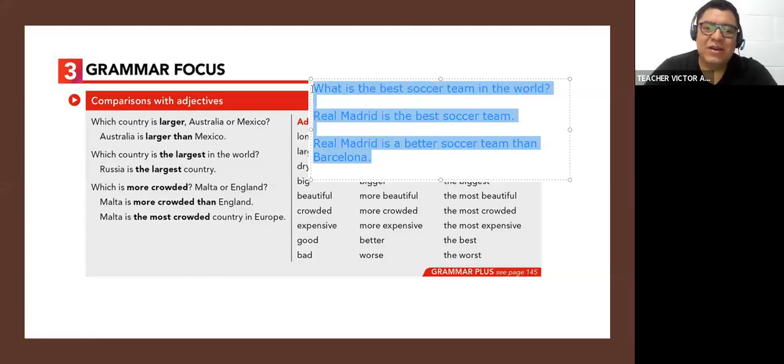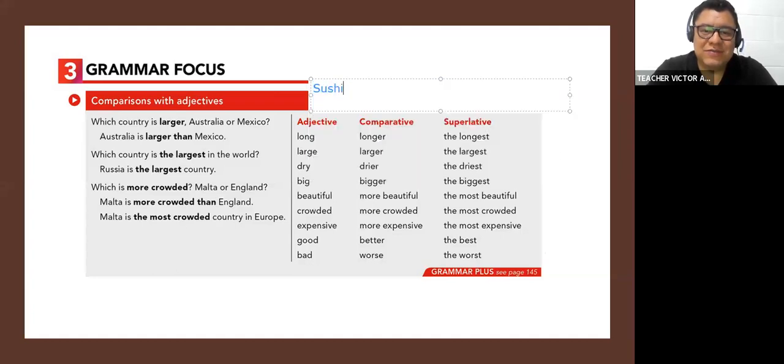Okay, great. Now imagine if I say, and again I will get into trouble, but okay, here we go. Sushi is the worst food ever. I'm going to put it like this. Sushi is the worst food. Do you know what is the meaning of worst? Any idea? What's the meaning of the worst?